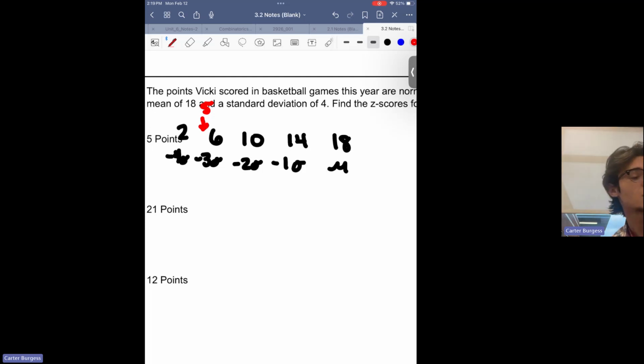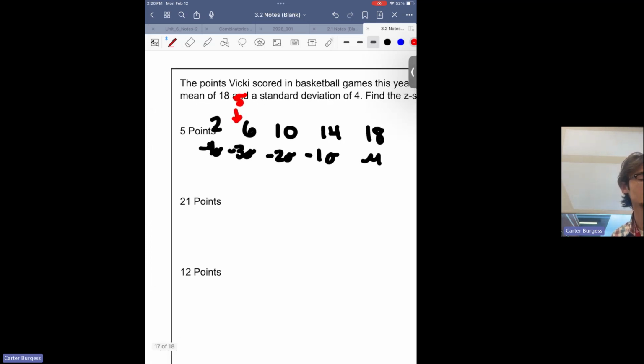So notice that our standard deviation that we're given is 4. And so each notch that we're moving out is spaced apart by 4. And the question is, where is 5? Where does 5 sit? So 5 points is the value that we are actually measuring.